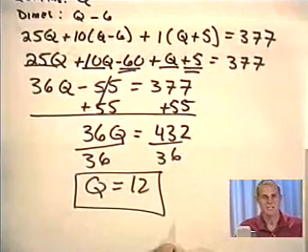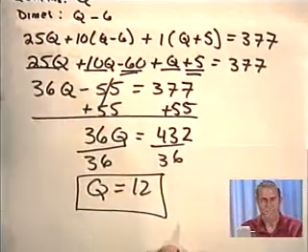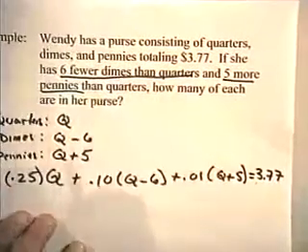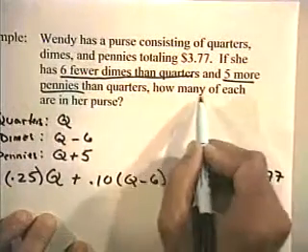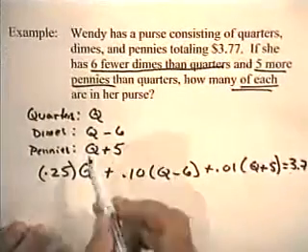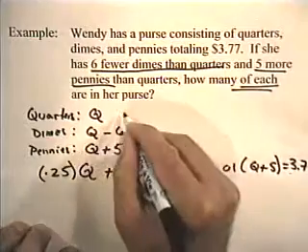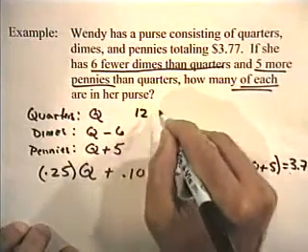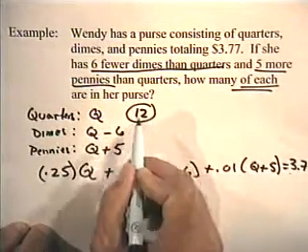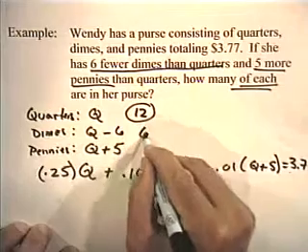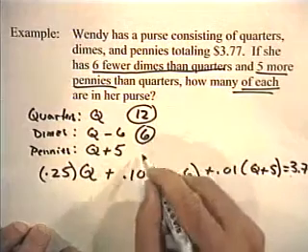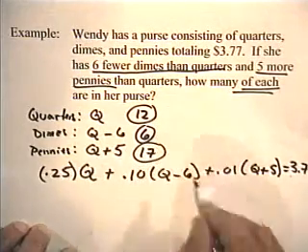Now, did that solve the problem? Are we done? Let's take a look at the original problem. In the original problem, we were asked to solve for how many of each, meaning how many quarters, how many dimes, and how many pennies. Well, remember, we said that there were 12 quarters because Q is equal to 12. If Q is equal to 12, then Q minus 6 is equal to 6, which means there are 6 dimes. If Q is 12, that would mean we have 17 pennies.